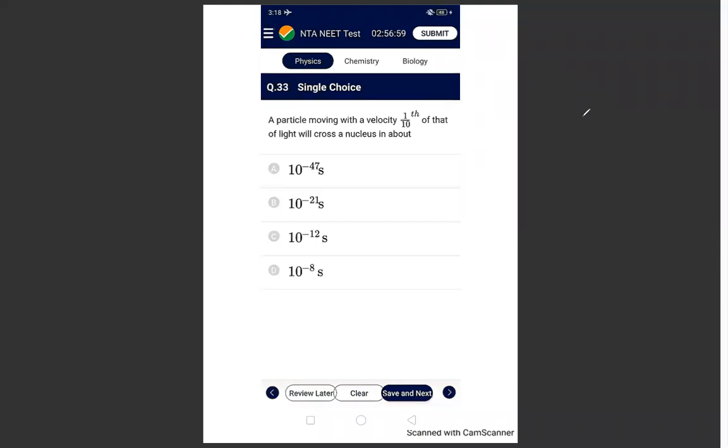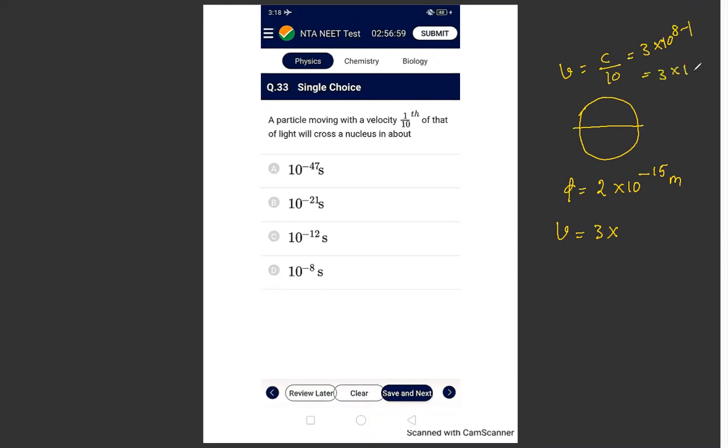If it wants to cross the nucleus, it has to traverse its diameter. So the total distance covered by it is going to be 2 into 10 to the power minus 15 meter, and the speed is 1/10 of the speed of light. So v equal to c by 10. c is 3 into 10 to the power 8, so minus 1, that is 3 into 10 to the power 7 meter per second. So how to find the time period? Time is 2r divided by v. So it will be 4 into 10 to the power minus 15 divided by the speed, that is 3 into 10 to the power 7.